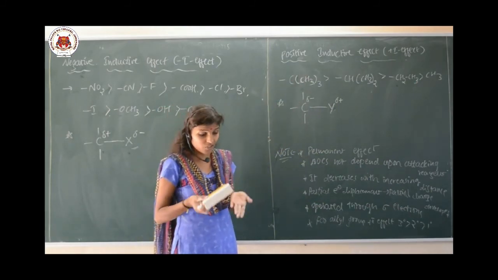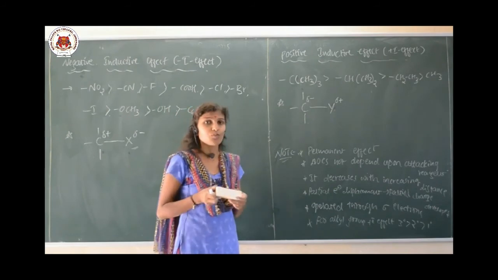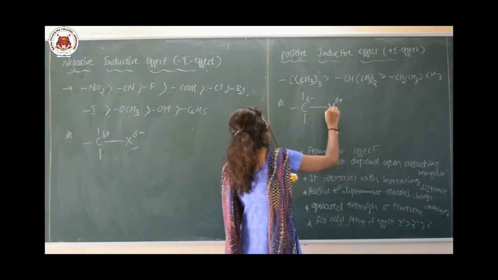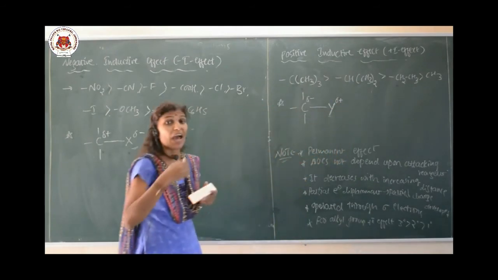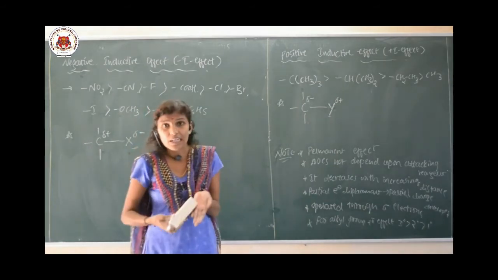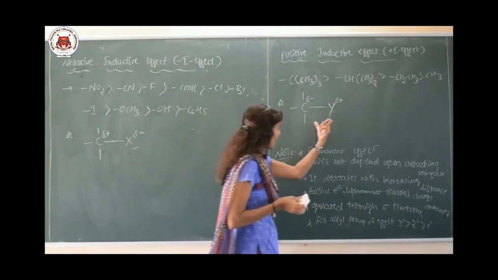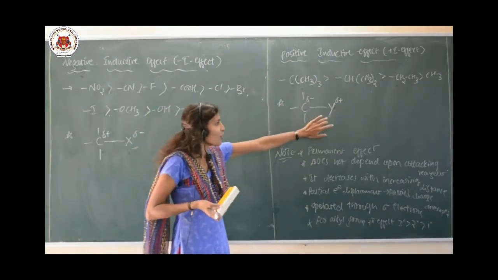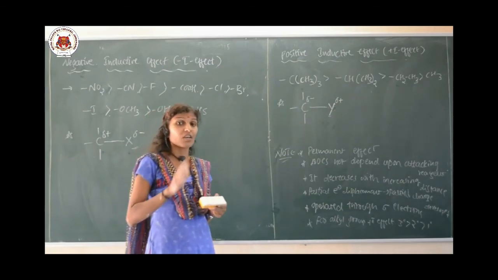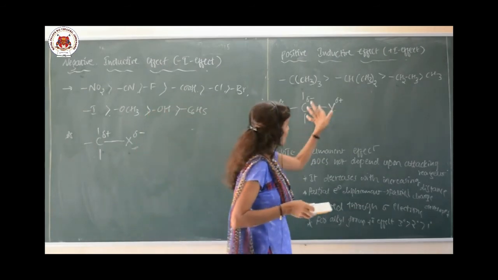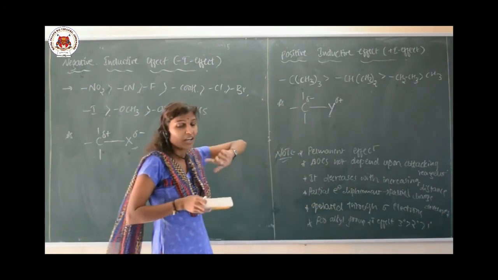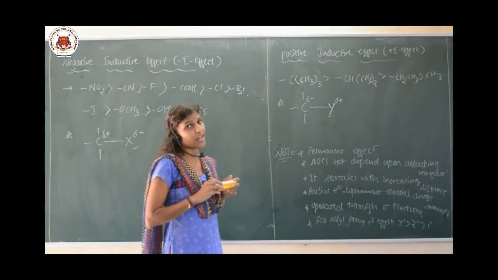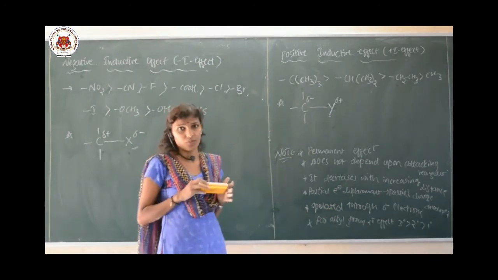So actually, the plus I effect: how does it occur? Whenever any atom is attached in the carbon chain and this atom has the capacity to donate the electron, when it has the desire to donate the electron towards the carbon, during that time this substituent gets the partial positive charge while our carbon gets the negative charge. Such an effect is called the positive inductive effect.